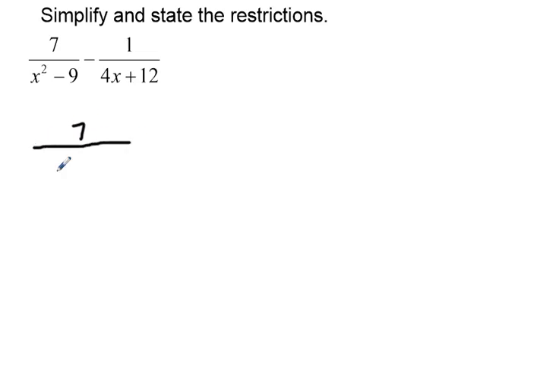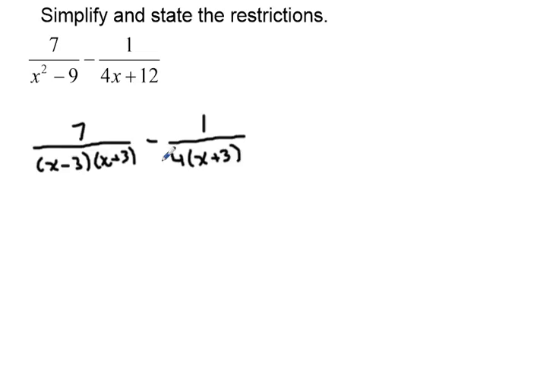denominators. So I see x squared minus 9. That's going to give me a difference of squares, which will be x minus 3 and x plus 3. So I'm going to factor that. And then in the second denominator, I can see 4x plus 12. So I'd like to factor 4 out and rewrite that as x plus 3. So I'd like to have all this over one denominator so I'm able to subtract them.